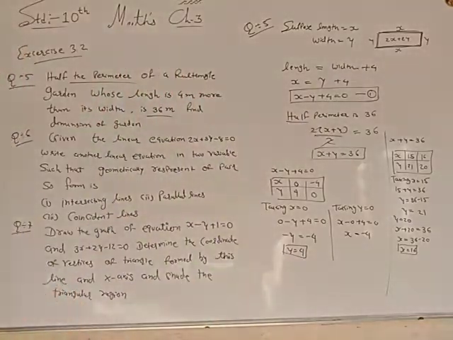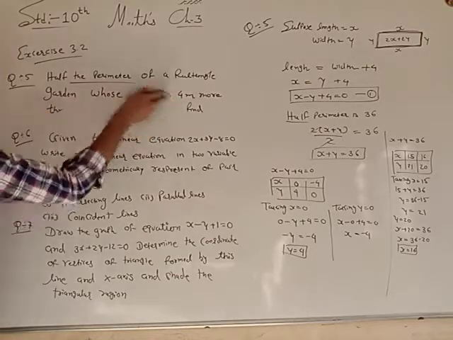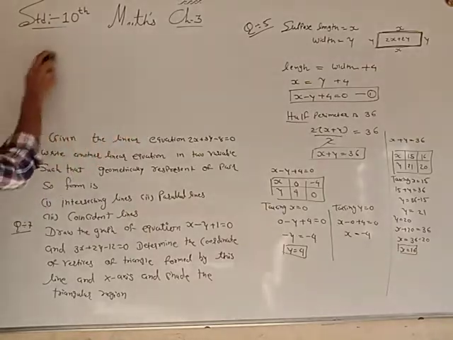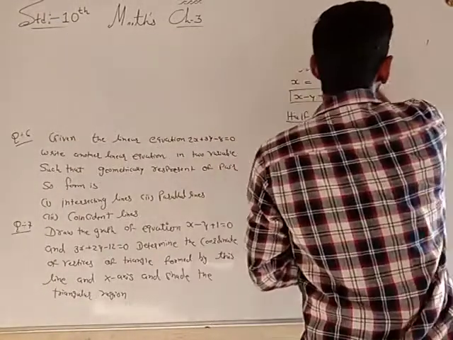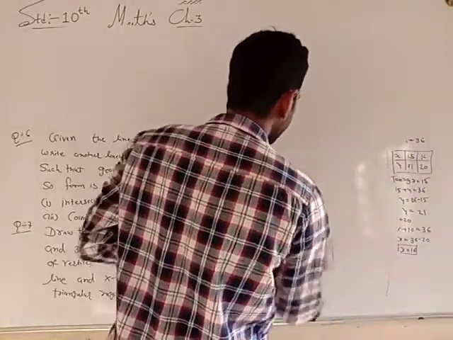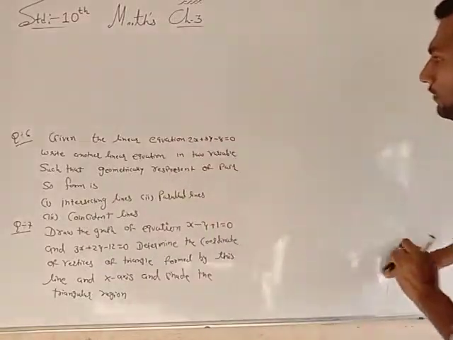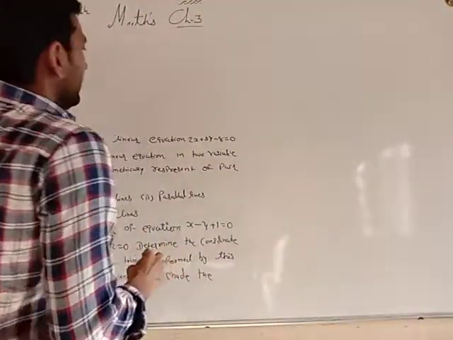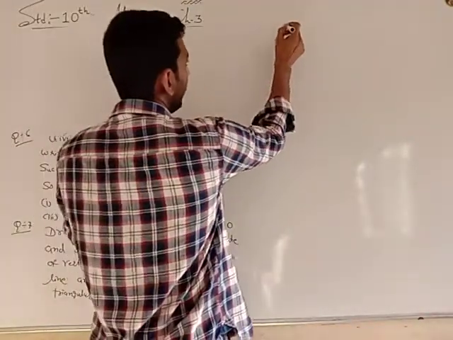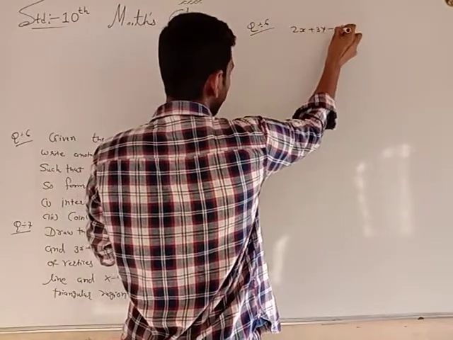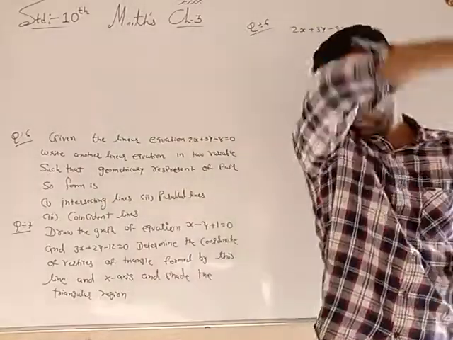Okay, now let us start example number 6. So the fifth example is done. Now, example number 6. In question number 6, given the linear equation 2x plus 3y minus 8 is equal to 0.